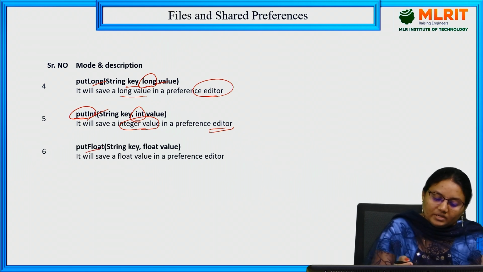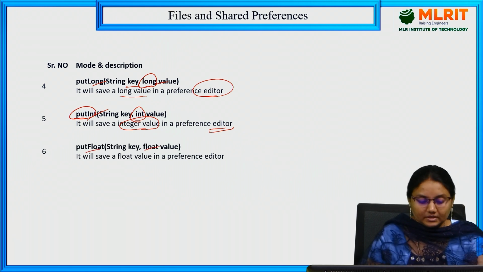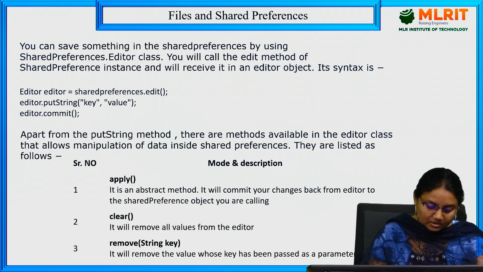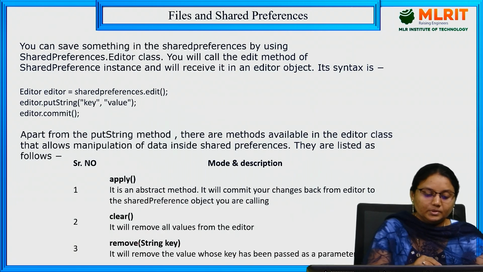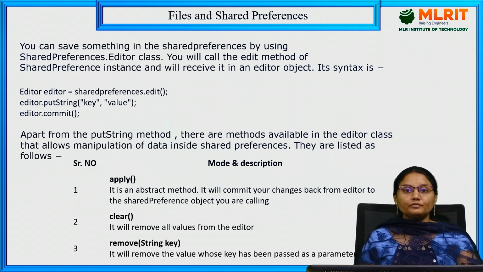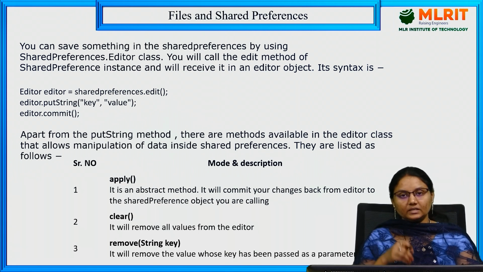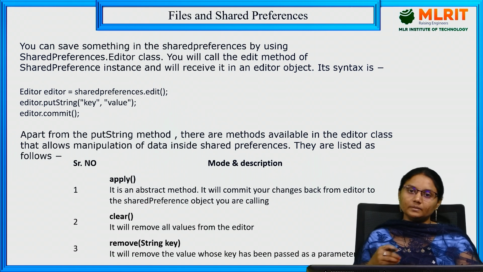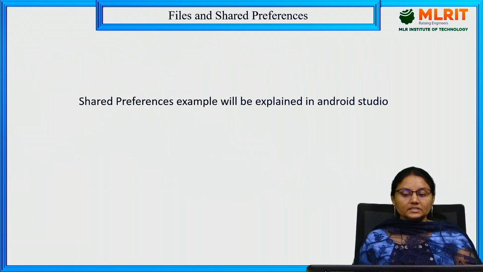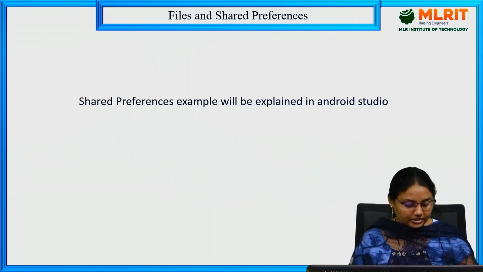Then putFloat, again a floating type value can be given. The difference is only that putLong, putInt, putFloat, putString are all used to save a value of that respective type of data. Now let us see one example for shared preferences in Android Studio.